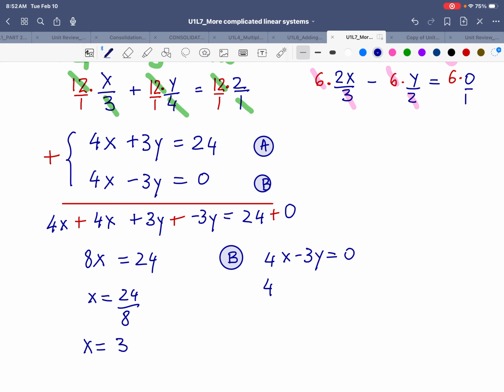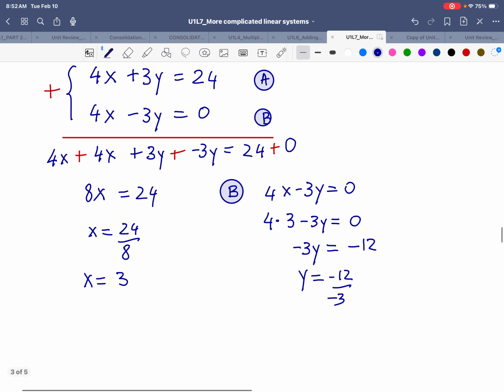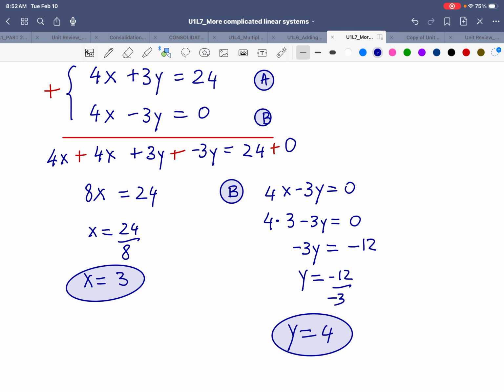So 4 times 3 minus 3y equals 0. That means negative 3y is going to be equal to negative 12, and y equals negative 12 over negative 3, or y equals 4. So here we go. We have the solution, which is x equals 3 and y equals 4.